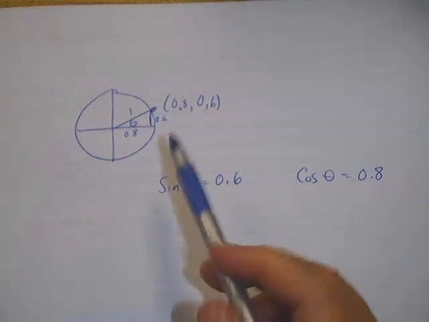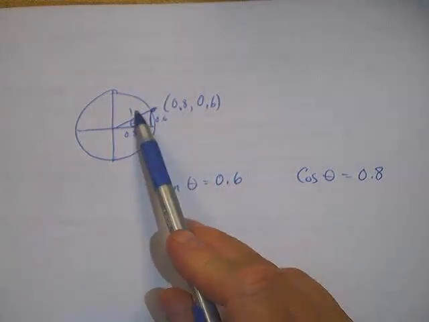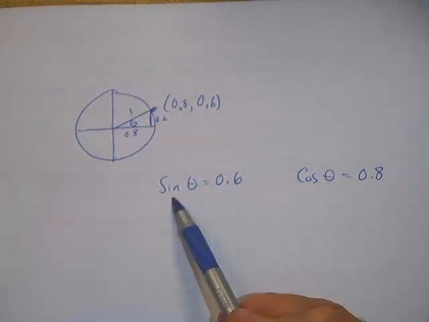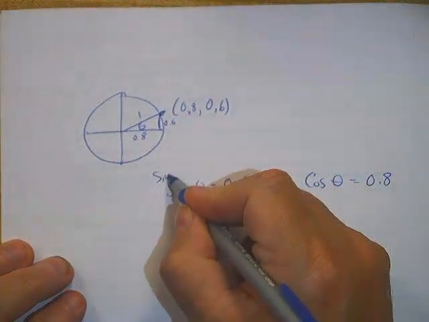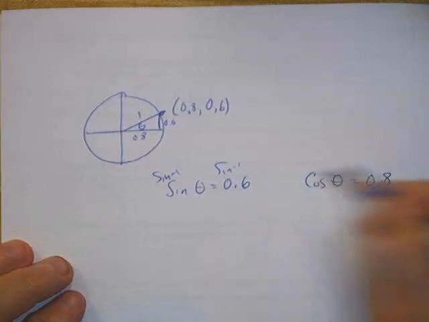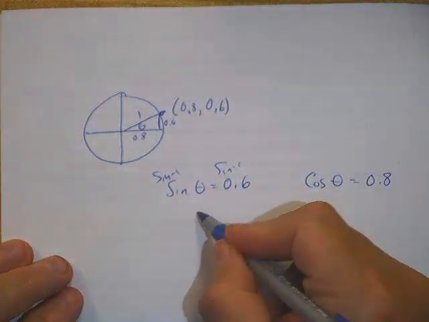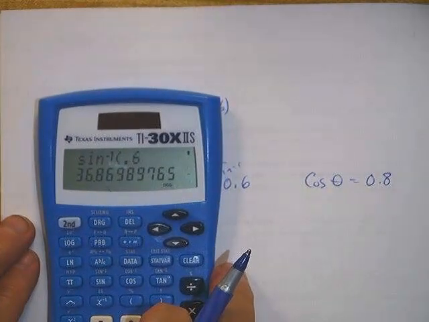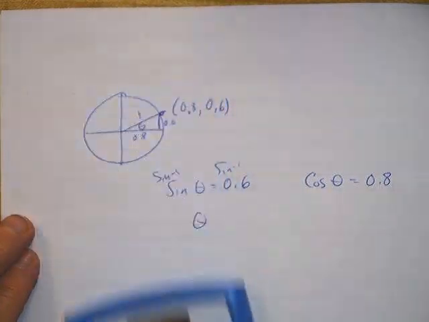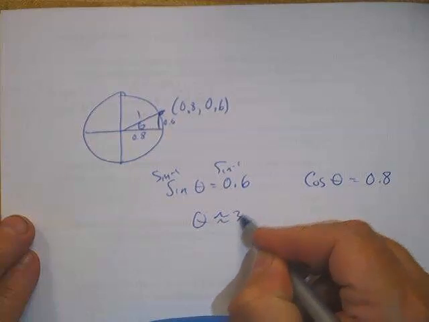So I went ahead and set the problem up for 0.6 over 1. That's going to be for sine, opposite over hypotenuse. So I'm just going to do this using the rules that we've already been working with. And so I'm going to do inverse sine to both sides. And so if I put in inverse sine of 0.6, what I get is about 36 degrees.